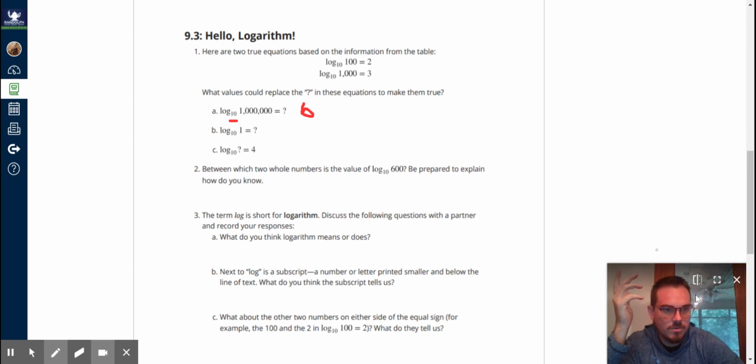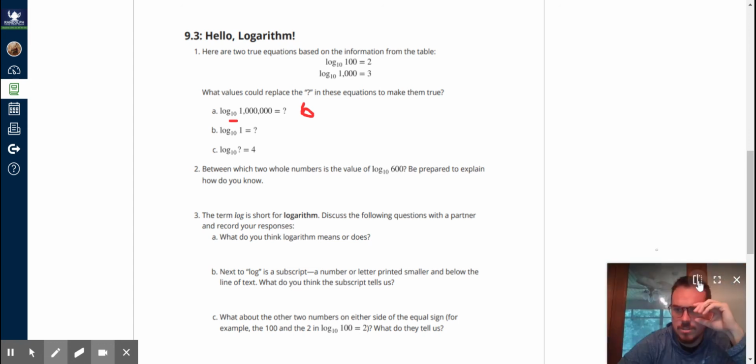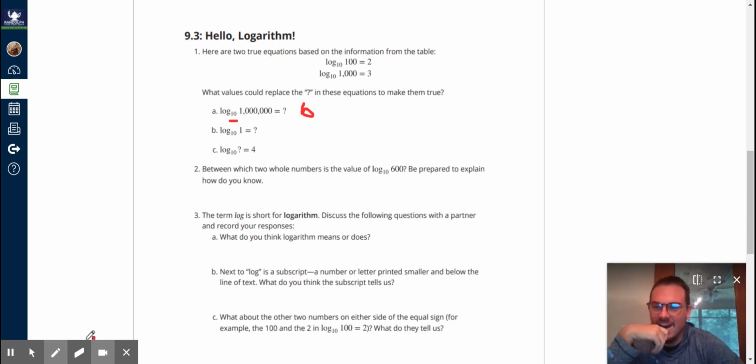Okay, but maybe you don't want to think about that. And for some reason, I don't know how to change my screen. What does this button do? Oh, it flips me. That's cool.